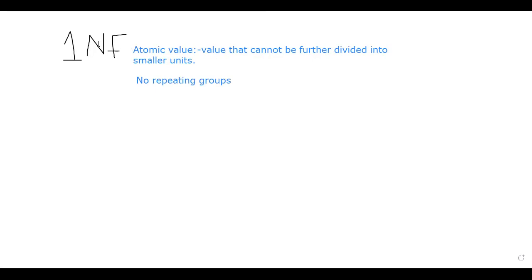So if a table wants to be in first normal form, it must be in atomic value, that means the value cannot be further divided into smaller units, and it should not have repeating groups. If a table satisfies these two conditions, then it is in first normal form. If it doesn't, then it is not. That's the thing you need to keep in mind. Let me explain an example so it is going to be crystal clear for you.